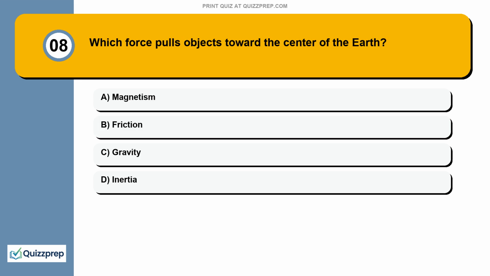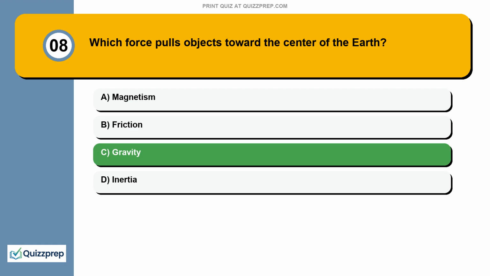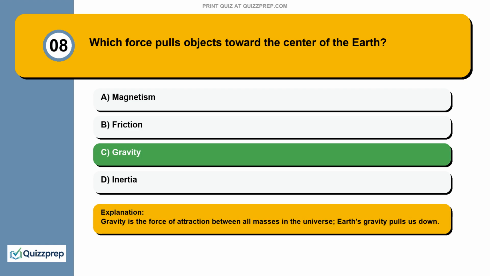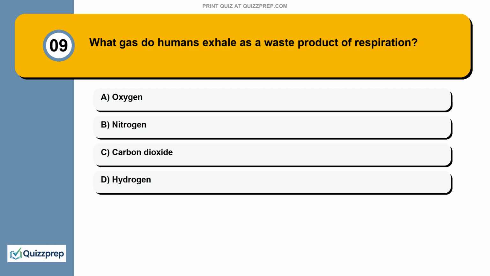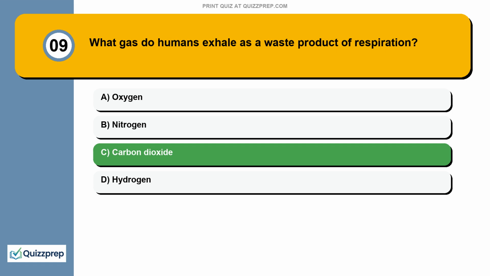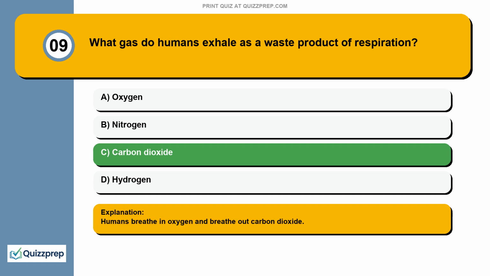Question 8. Which force pulls objects toward the center of the Earth? Magnetism, friction, gravity, inertia. Gravity is the force of attraction between all masses in the universe. Earth's gravity pulls us down. Question 9. What gas do humans exhale as a waste product of respiration? Oxygen, nitrogen, carbon dioxide, hydrogen. Humans breathe in oxygen and breathe out carbon dioxide.